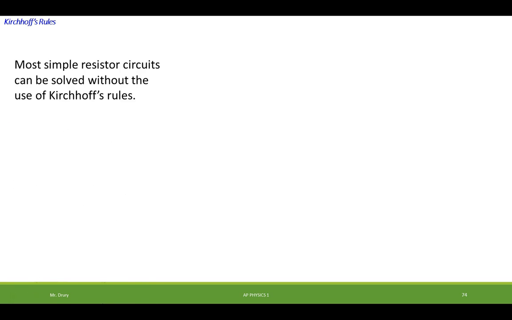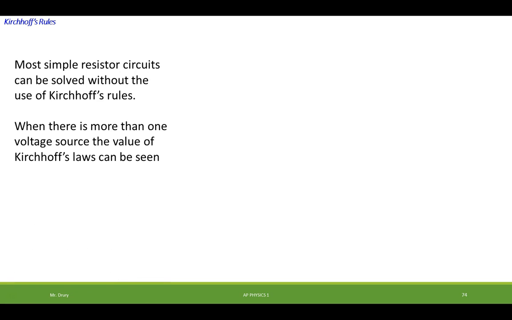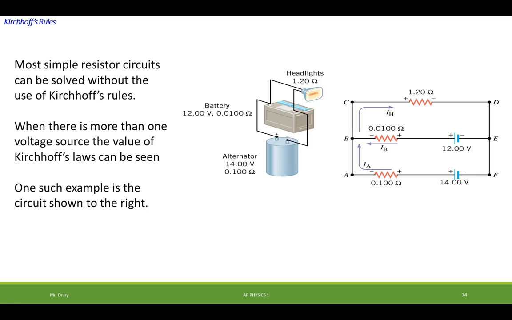Most simple resistor circuits can be solved without use of Kirchhoff's rules. Many of the problems you'll see on the AP exam you could do without Kirchhoff's rules, but you should understand the idea behind Kirchhoff's rules because there'll be questions pertaining to that. There's a real advantage of Kirchhoff's rules when there's more than one voltage source. So one such example is this problem here, where there's actually more than one voltage source. You have the battery and an alternator attached to the lights. So there's 2 potential voltage sources in parallel.